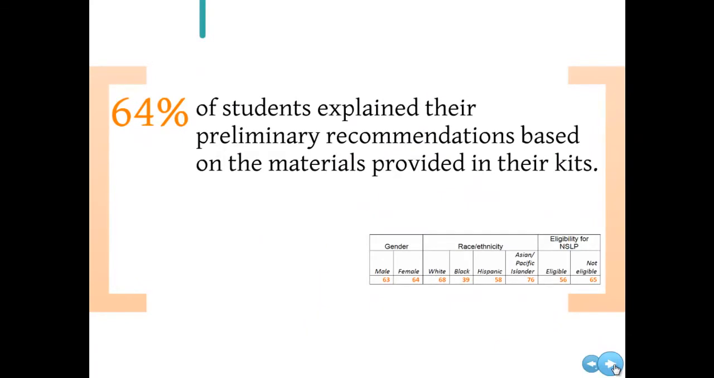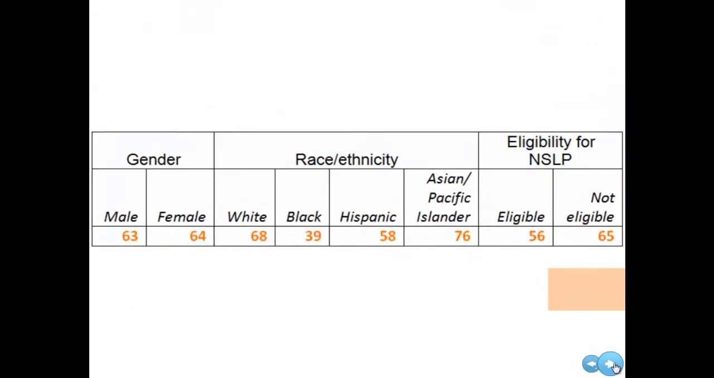64% of students were able to explain their recommendations based on the materials provided in their kits. When we look at the breakdowns by gender, race, ethnicity, and eligibility for the National School Lunch Program, which provides a measure of family income, we see score differences for the various groups. This table doesn't indicate significant differences in performance for the groups, but we do have that information.